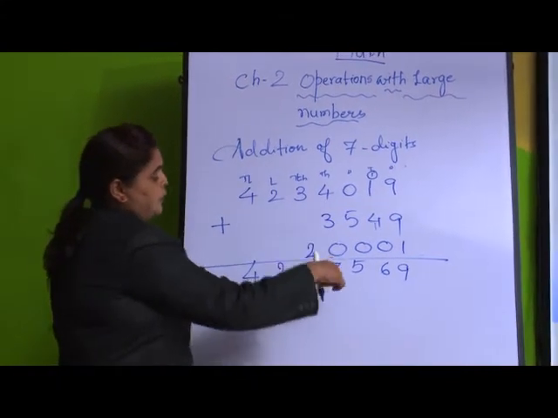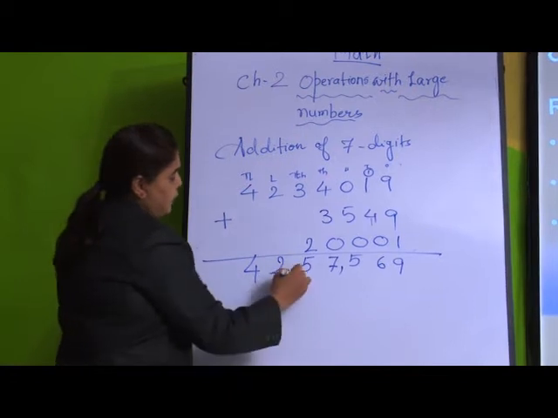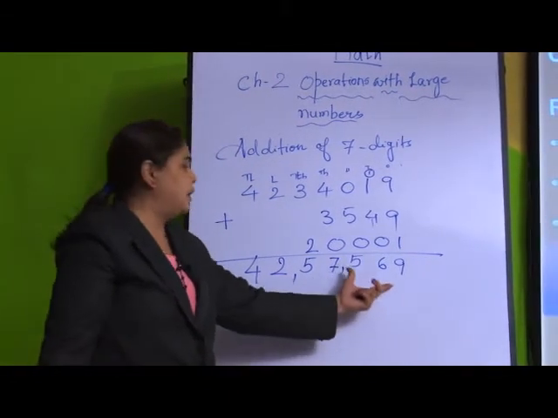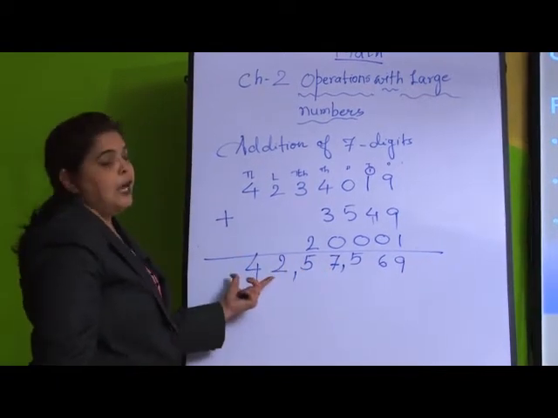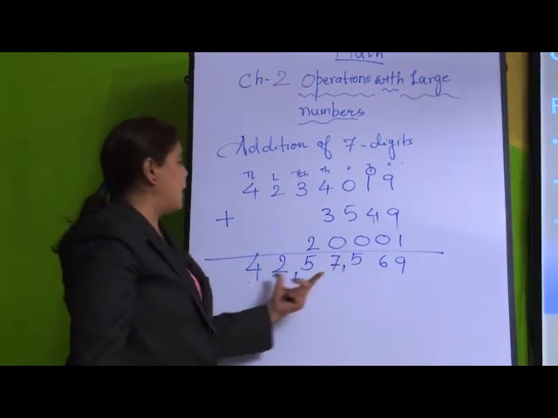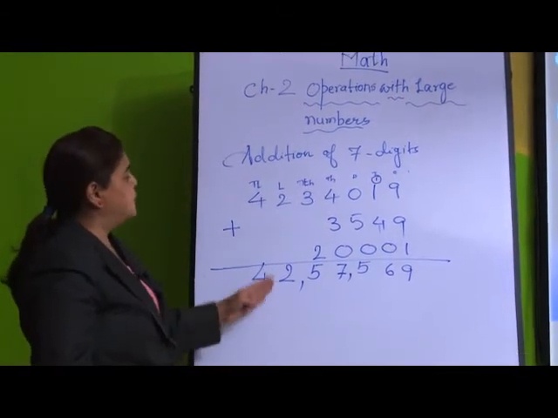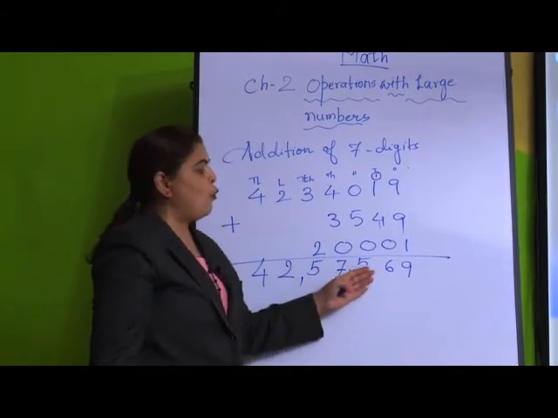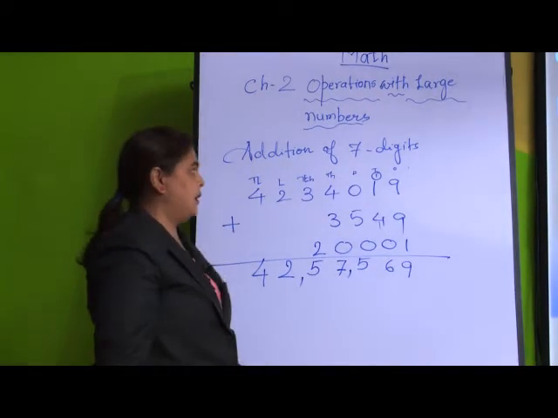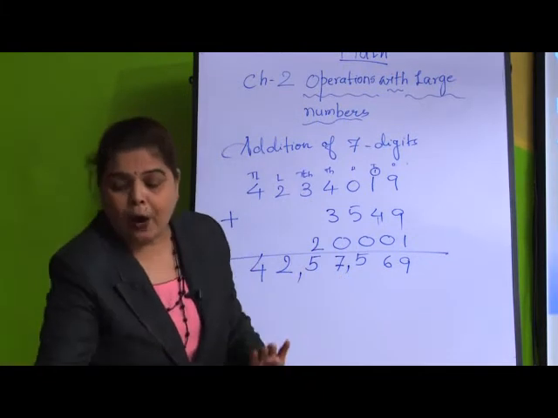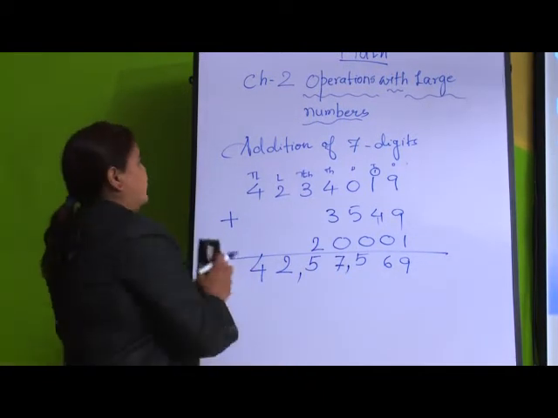How to read? First, insert the commas, because we are learning about the Indian system. So, after 3 digits, after 2 digits, after 2 digits insert the comma. So, you can read this number as 42,57,569. Everyone understood? Very simple, just write in line form.